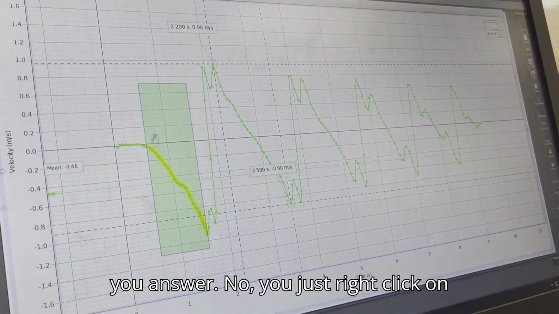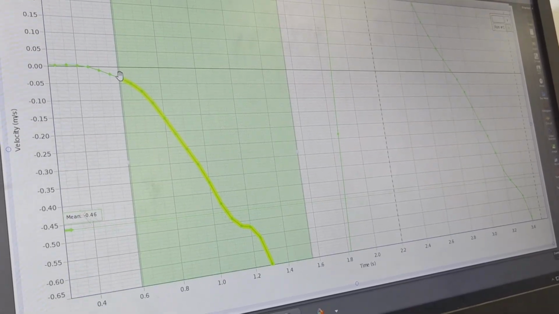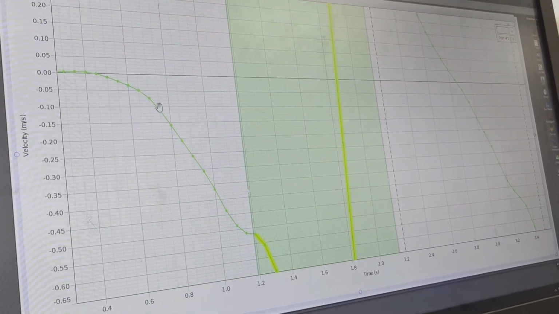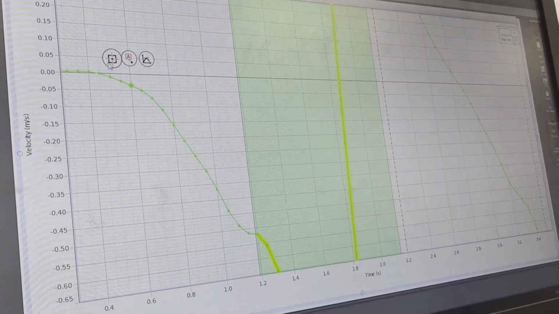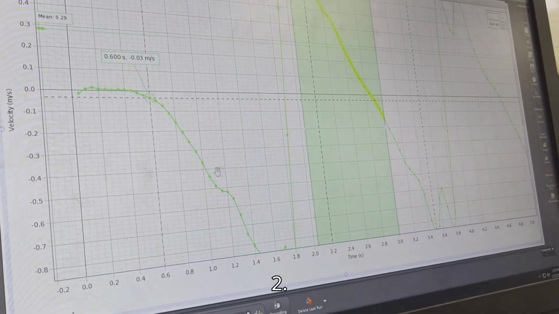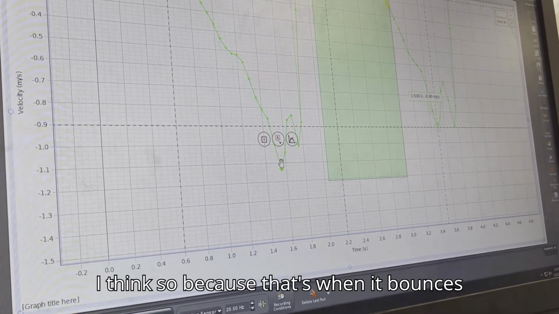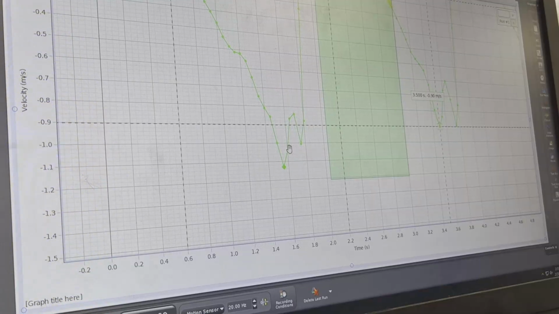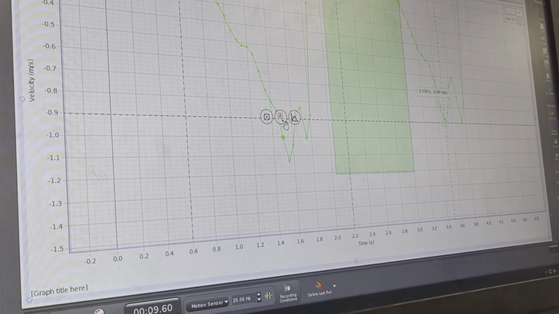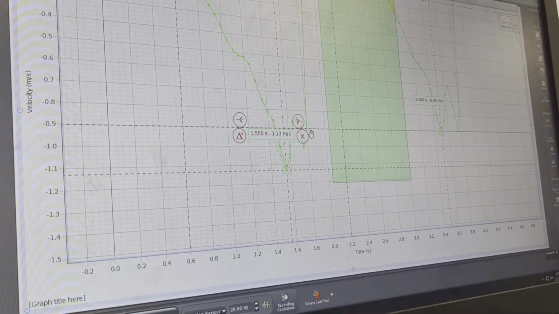No, you just right click on the points. Or not right click, just click on it. Just click them. Yeah. Oh, I see. The first one? Yeah. And there's that lowest one. I think so, because that's when it bounces up. Like that point and then it starts to go back up, so that means it bounces up. Not the lowest one. I would say the lowest one. What about you guys? Lowest. Okay.